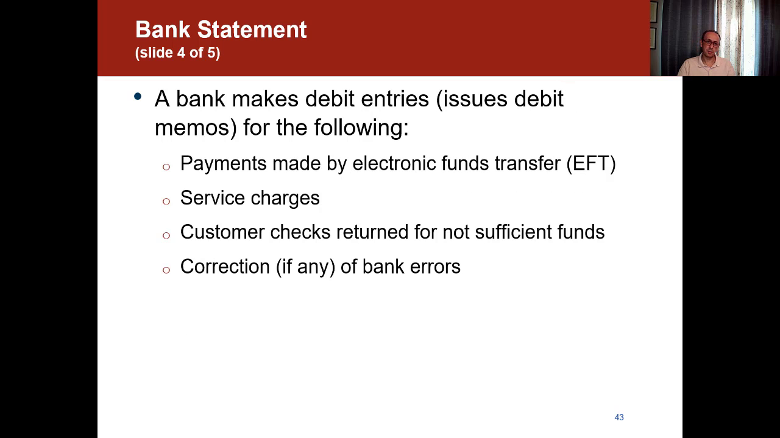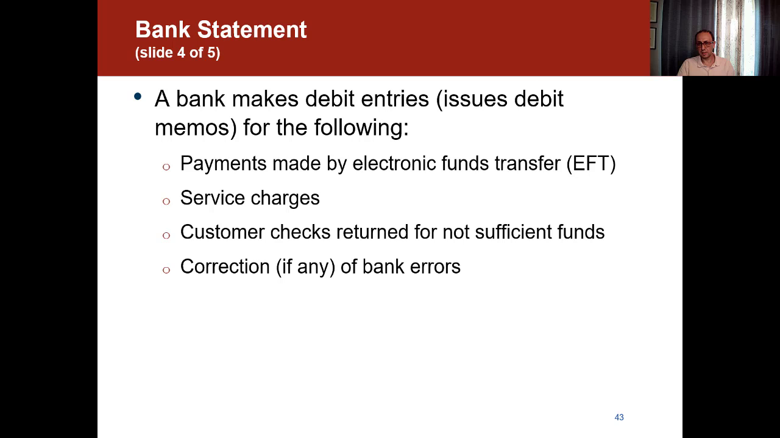On the other side, the bank makes a debit memo for the following payments. And again, you see that we call it a debit memo, even though it's a decrease in our cash balance. But again, the bank is showing their liability side, so that's why they're reducing the liability. So payments made by electronic fund transfer, service charges, customer checks returned for non-sufficient funds, or any kind of corrections.